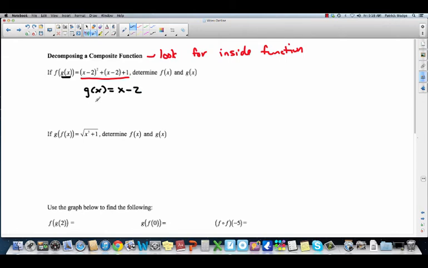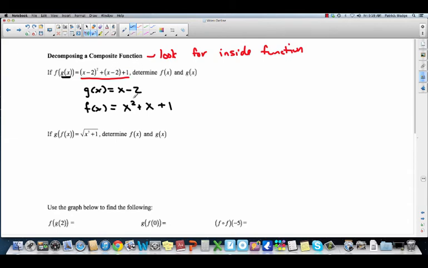If g(x) equals x minus 2, what could that make f(x) so we end up with this? Well, instead of x minus 2, let's call that x squared plus, we have to write x minus 2 again here, so it must be another x plus 1. It's a hard thing to explain, but hopefully by seeing a couple examples you get the idea.